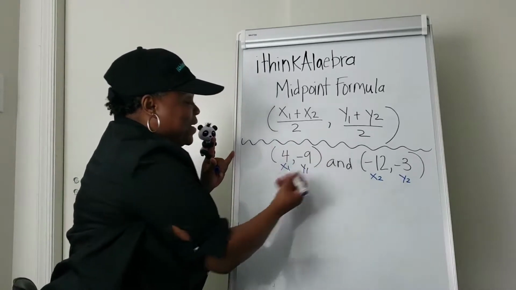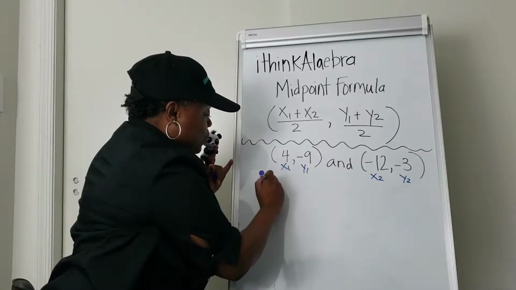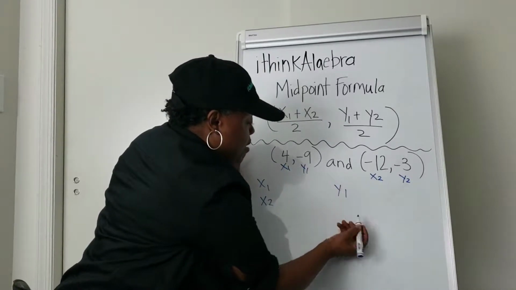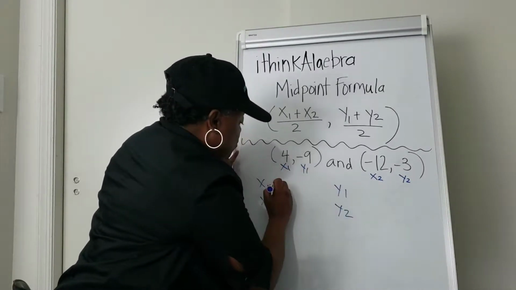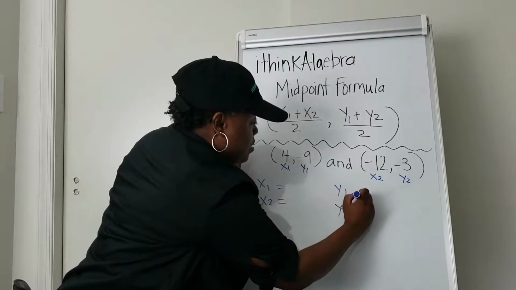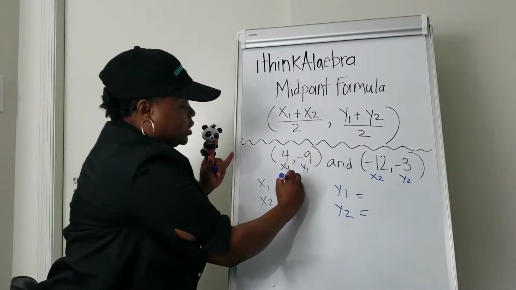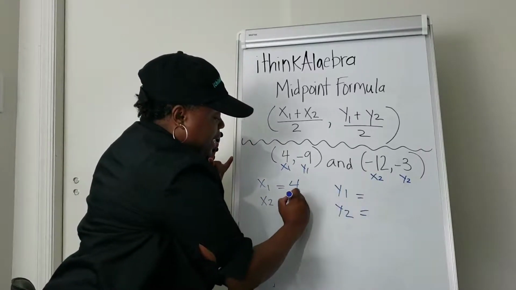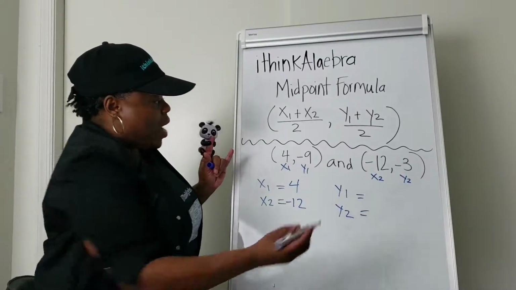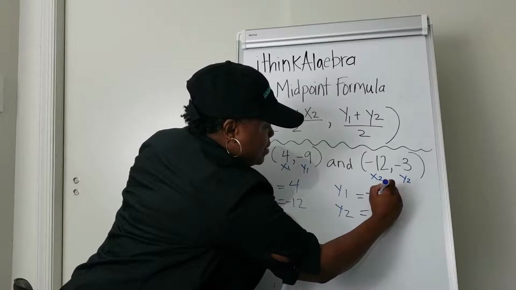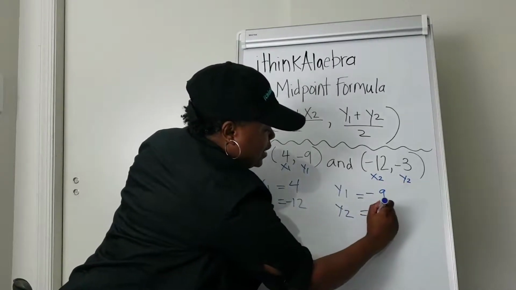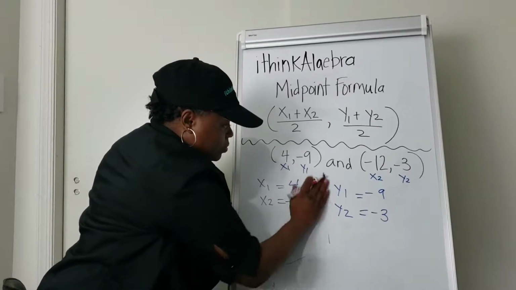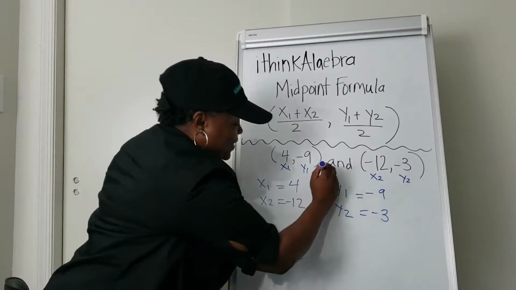So anyway, so we need x1, x2, y1, y2. So x1 is 4. x2 is -12. y1 is -9. And y2 is -3. So now what I want to do, erase that.